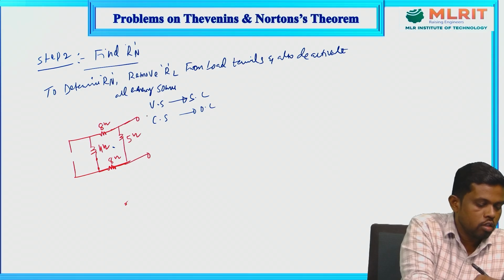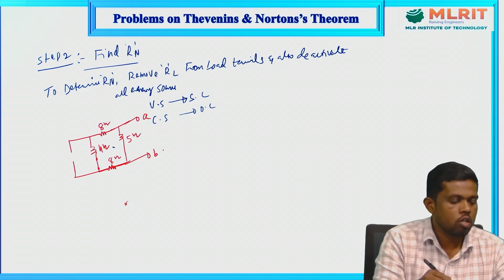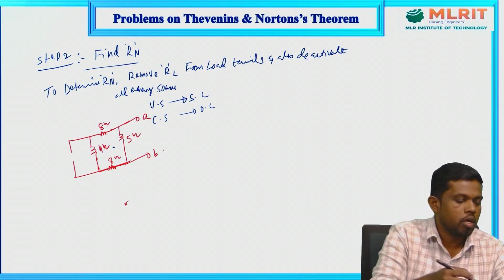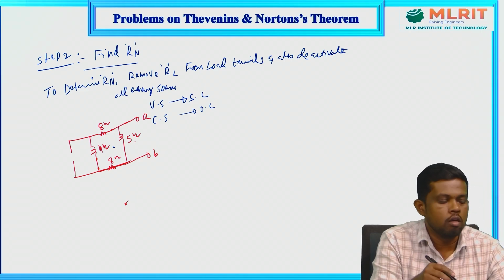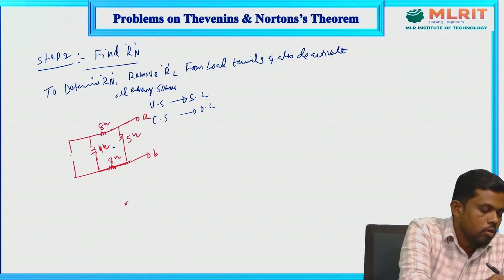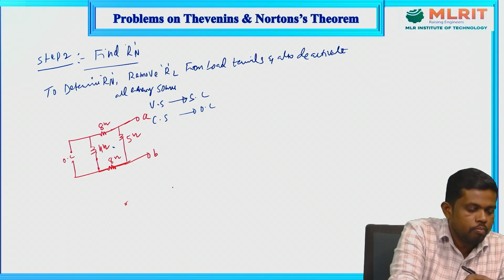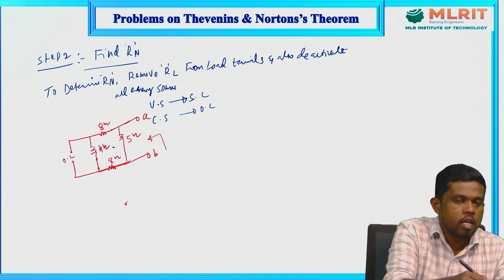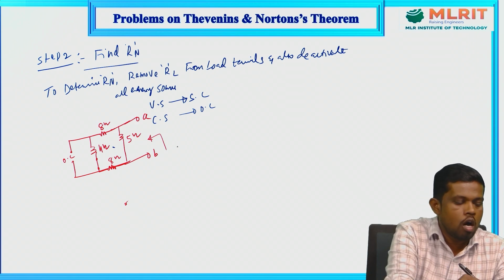And these 2 points are the AB points. Here we did not short circuit because these are load terminals. While calculating the RN and RTH, we simply keep them open as they are. So this is the open circuit, instead of the current source. Then whatever resistance value appears between the AB open points, that is called RN.